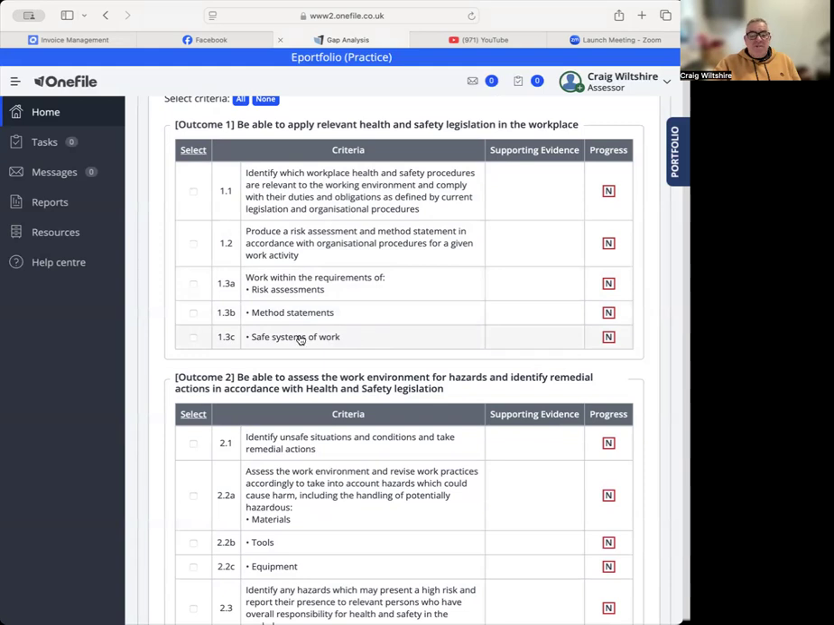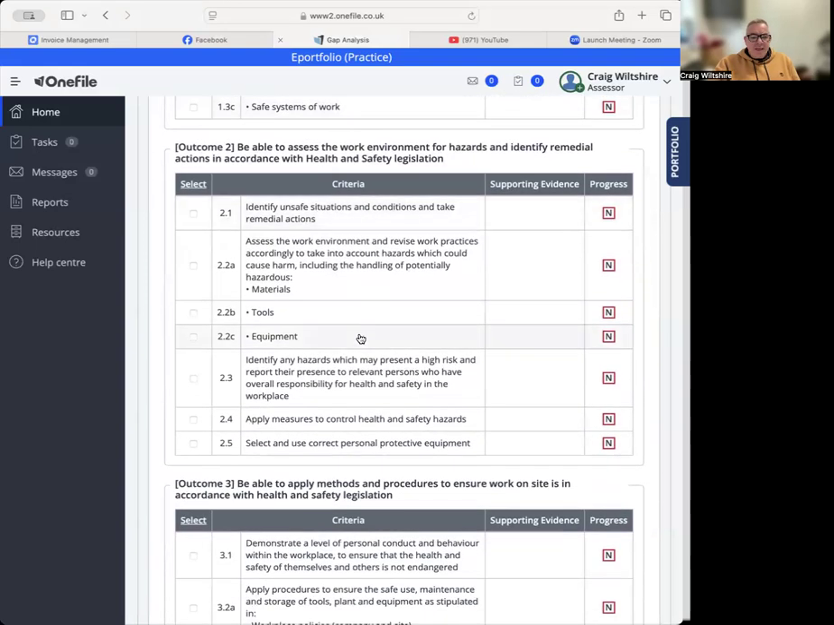What I like to see here is things like permits to work, permission to start work, hot works permits, ladder permits, access equipment permits. Anything like that would come under the safe system of work, and you can produce that and discuss it with your assessor.